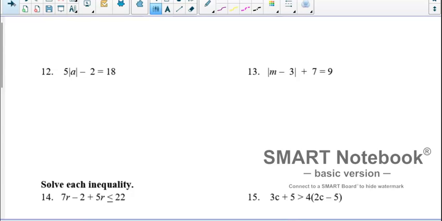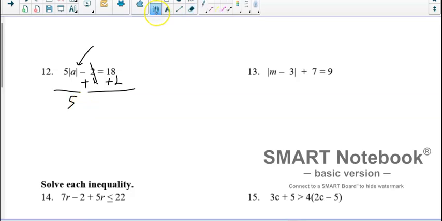Number 12, absolute value. Remember, you cannot do anything with absolute value until it's alone. Which means we need to get rid of this 2 first. We always get rid of addition and subtraction first. So we have 5. Did not mean to do that. Goes to my next point. We cannot distribute inside brackets like parentheses.